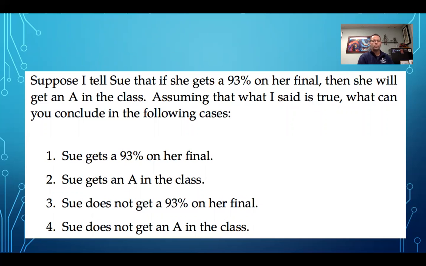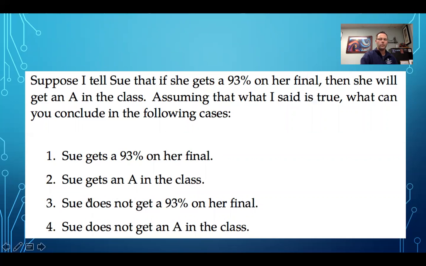But what if Sue gets an A? Does that mean that she got a 93% on her final? And the answer is not necessarily. It's inconclusive, because I can't just turn the if-then statement around and say if she gets an A, then she gets a 93%. That's called the converse. It's not necessarily true.